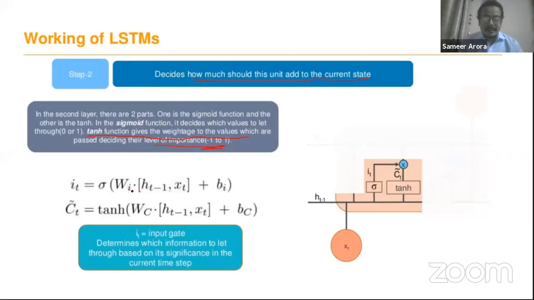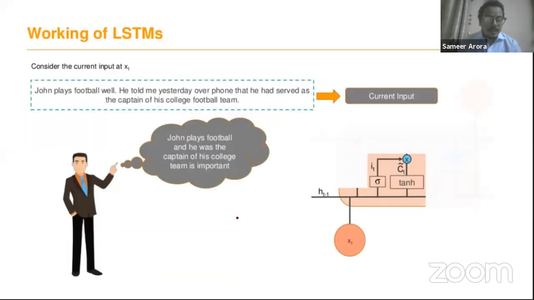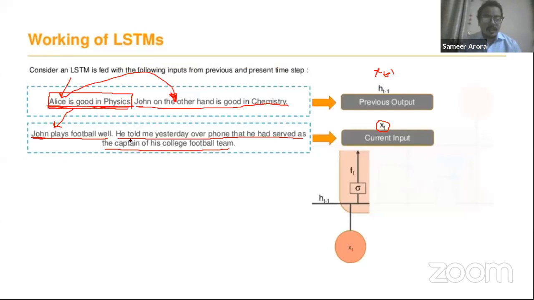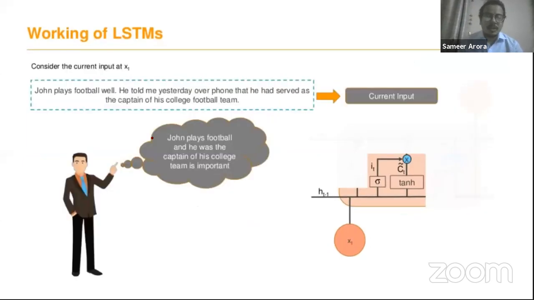So the input received by the next state will be equivalent to the weight assigned at the previous hidden layer and the upcoming input, plus the activation function. So we can identify the importance through the tanh function, weightage, previous hidden layer and the next input, plus the activation function. If you look here, the information was: John plays the football. He told me yesterday over the phone that he had served as the captain of the college football team. The most important information is two sections: John plays the football, and he is the captain of his college football team. These two are the most important information.